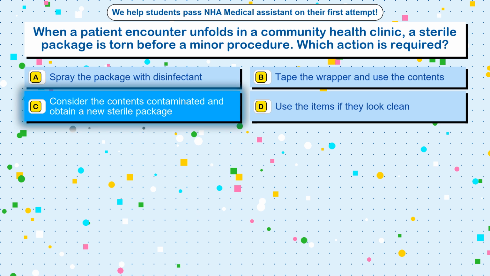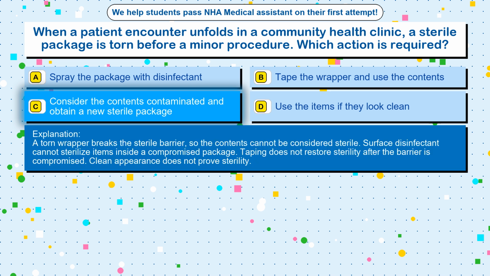The correct answer is option C, consider the contents contaminated and obtain a new sterile package. A torn wrapper breaks the sterile barrier, so the contents cannot be considered sterile. Surface disinfectant cannot sterilize items inside a compromised package. Taping does not restore sterility after the barrier is compromised. Clean appearance does not prove sterility.